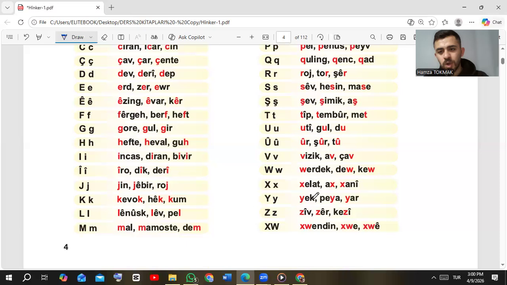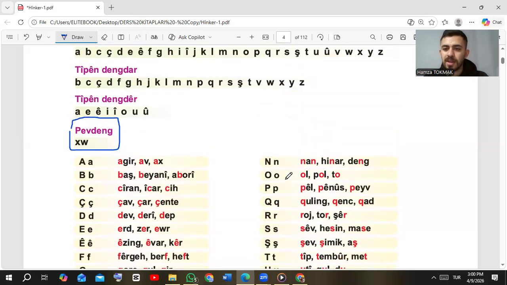Huanden. That's all. These are the Kurdish letters.